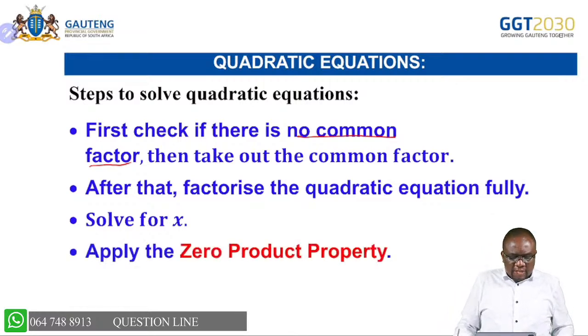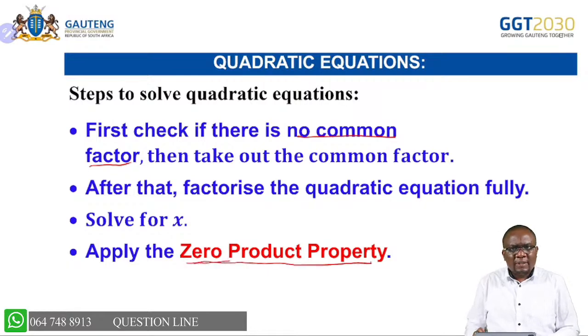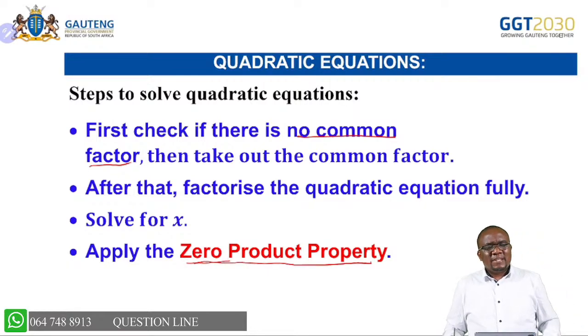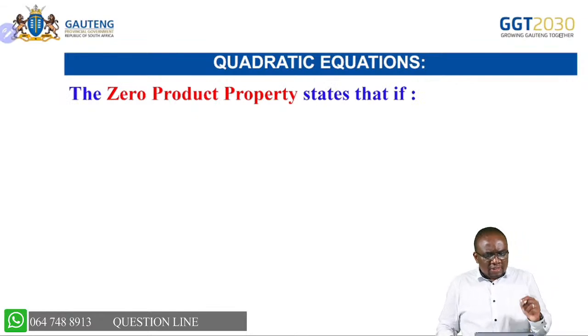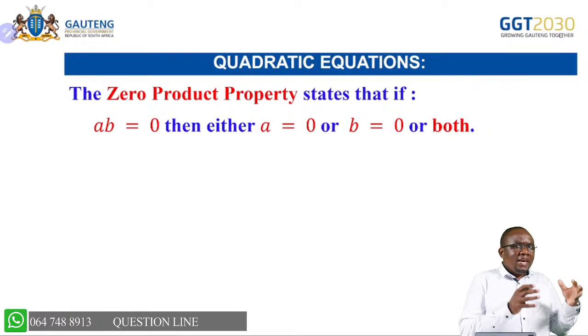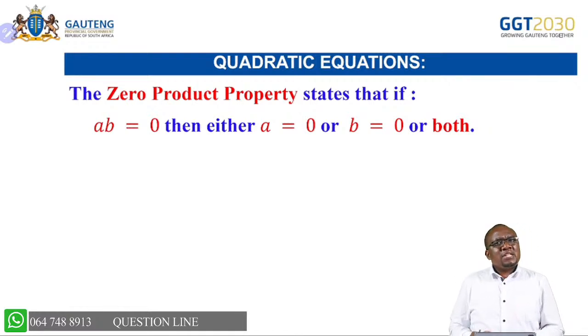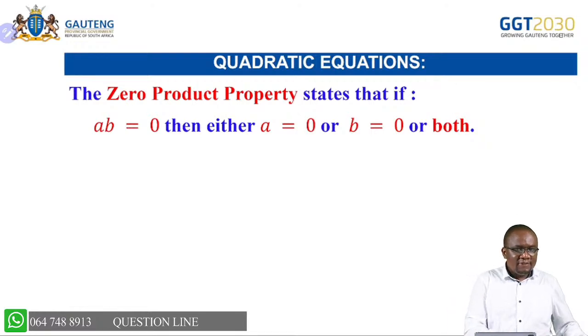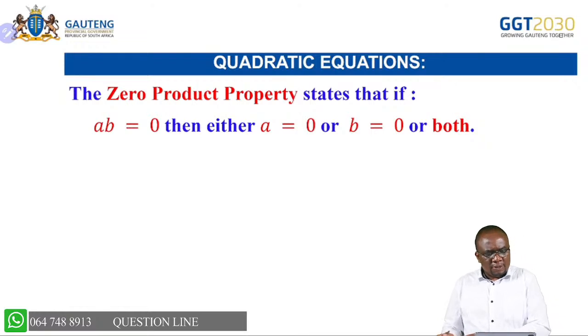Okay? Right. Apply the zero product principle. I want to explain this. It's very, very important when you're solving quadratic trinomials or quadratic equations. Okay? Right. The zero product principle states that if I'm saying a times b is equal to 0, then what does that mean? I'm multiplying two things here. a times b equals 0.